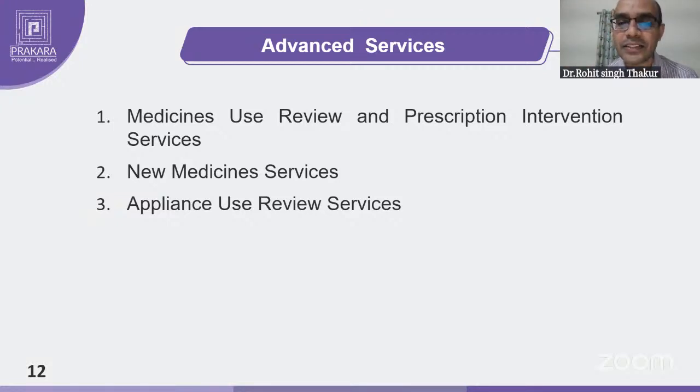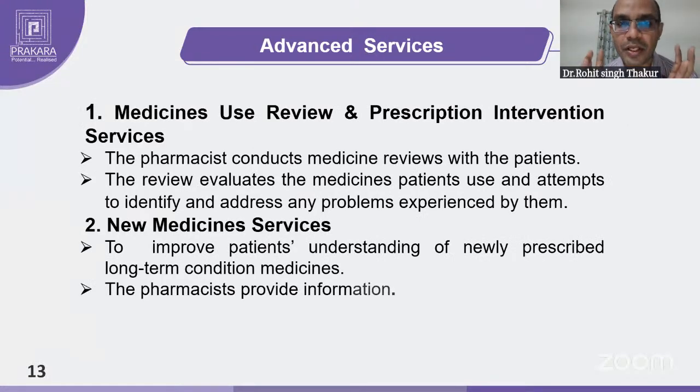Now, under advanced services, if you see, you should know about the medicines use review and the prescription intervention services. You should also have a sound knowledge of the new medicines services. And at the same time, you should also have the concept of appliance use review services. Now, as a clinical pharmacist in the community scenario, what do you really understand by the medicines use review and prescription intervention services?